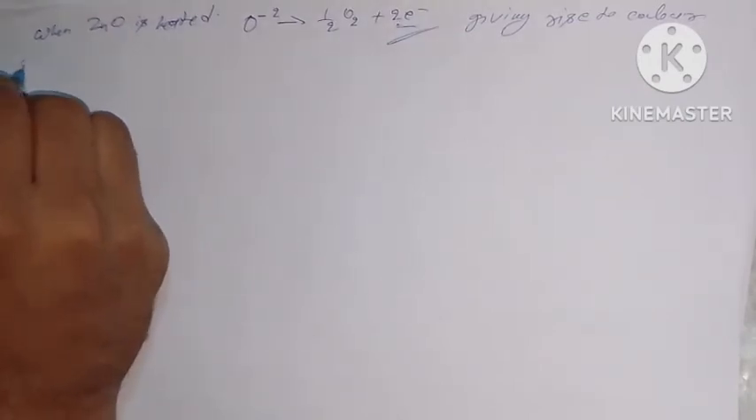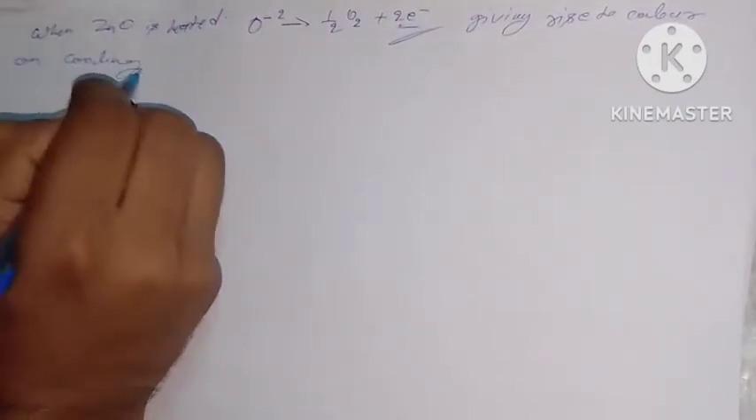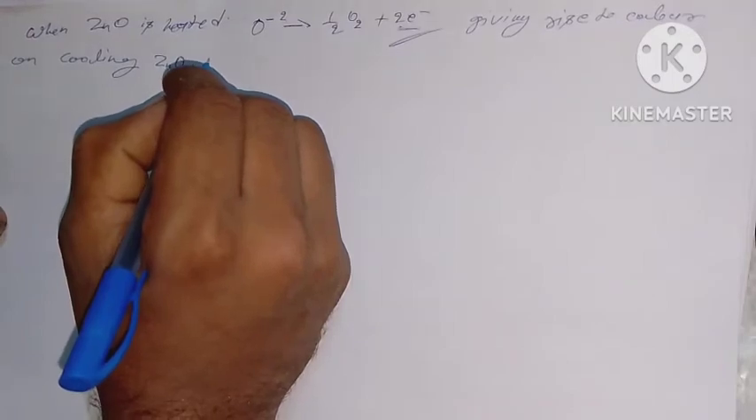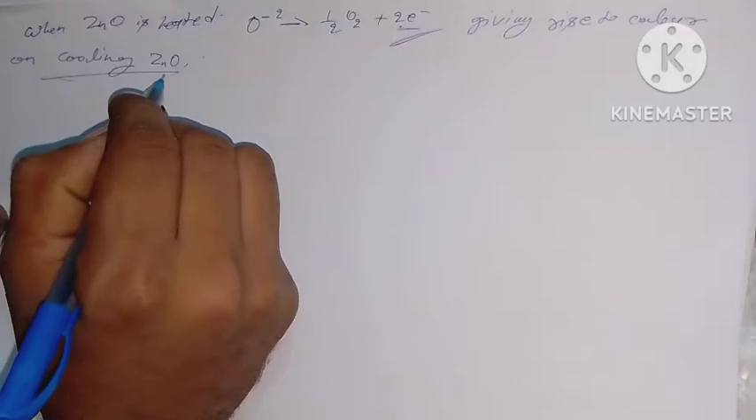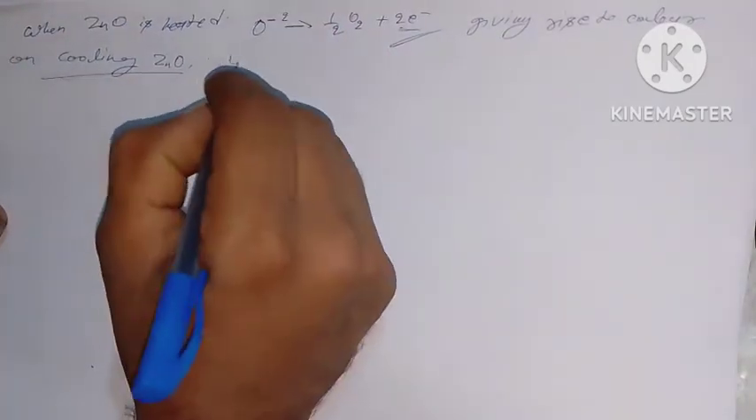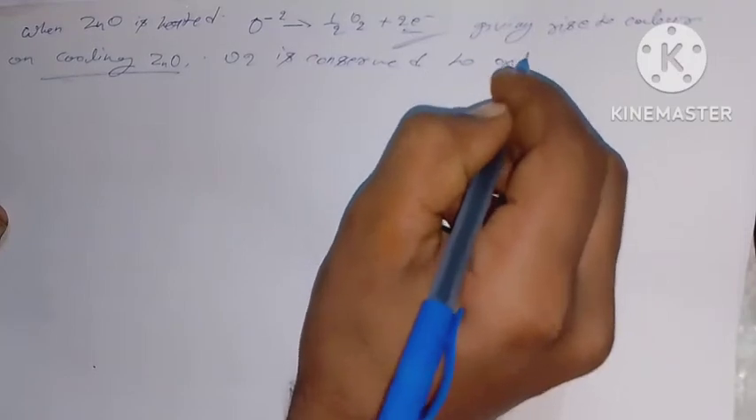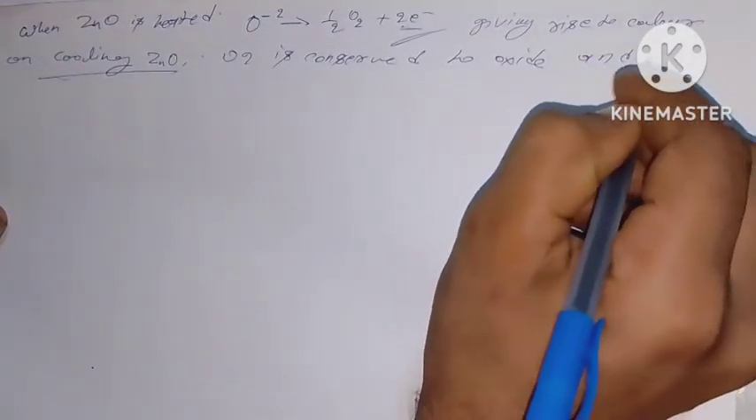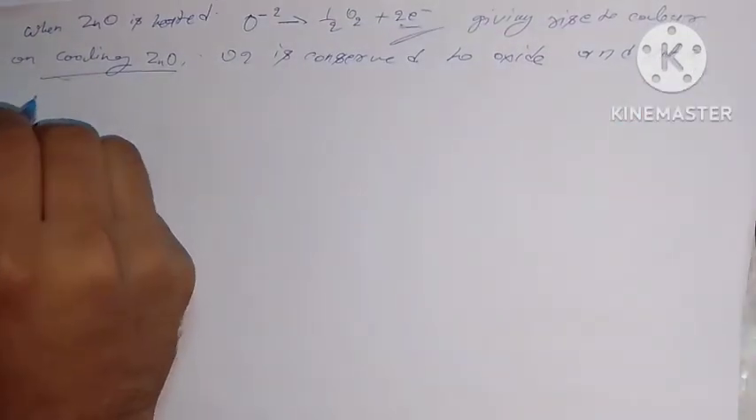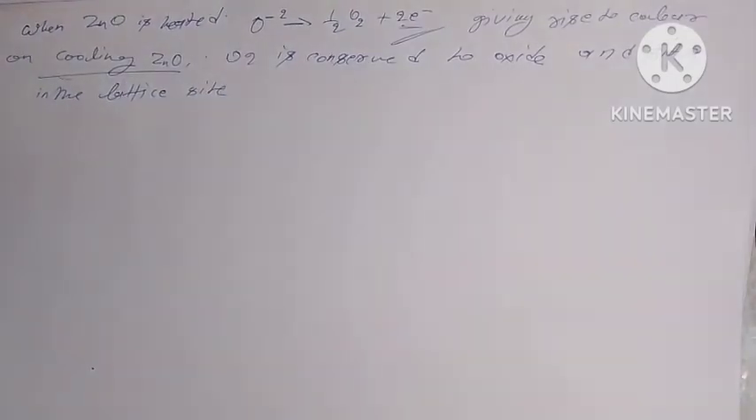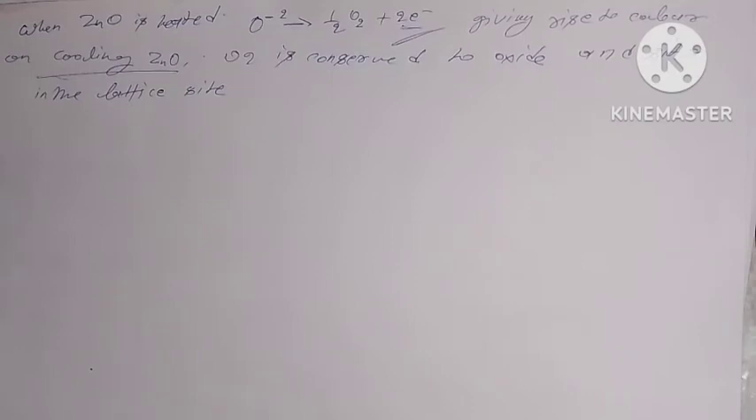And on cooling zinc oxide, atmospheric oxygen O2 is converted to oxide ions and occupies the lattice sites. Okay.